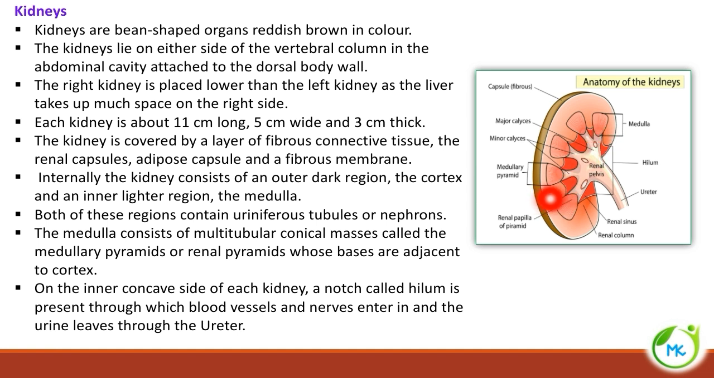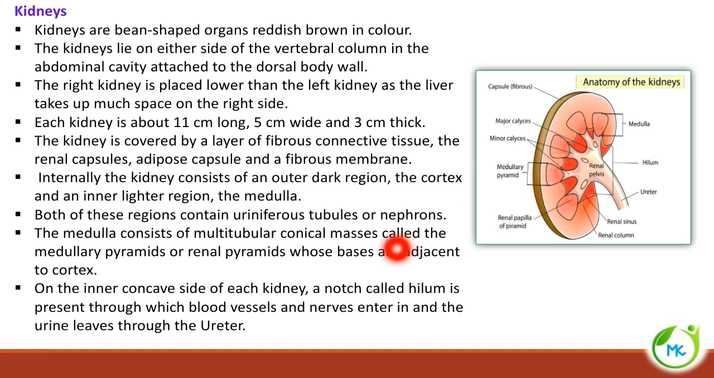Both these regions contain the uriniferous tubules or nephrons. So the nephron is the structural and functional unit of the kidney. The nephron is responsible for the production of urine. We will see that in the upcoming slides. The medulla region consists of conical masses, and these masses are referred to as medullary pyramids or renal pyramids, and their bases are adjacent to the cortex.